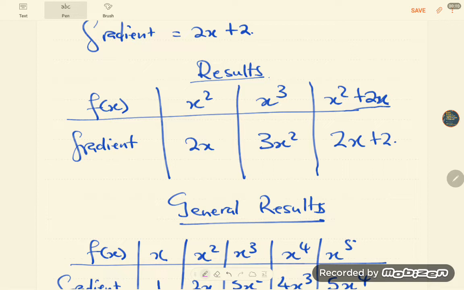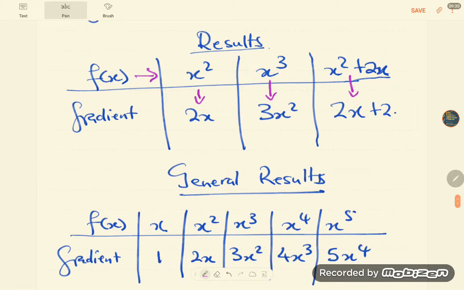I promised that we're going to go through the results for the work that we've been looking at before using first principles, and these are the results that we got so far. When our f of x is x squared, this is the gradient function that we found. Same thing, when our f of x was x cubed, our gradient function was 3x squared. Similarly, when our f of x was x squared plus 2x, our gradient function was 2x plus 2.